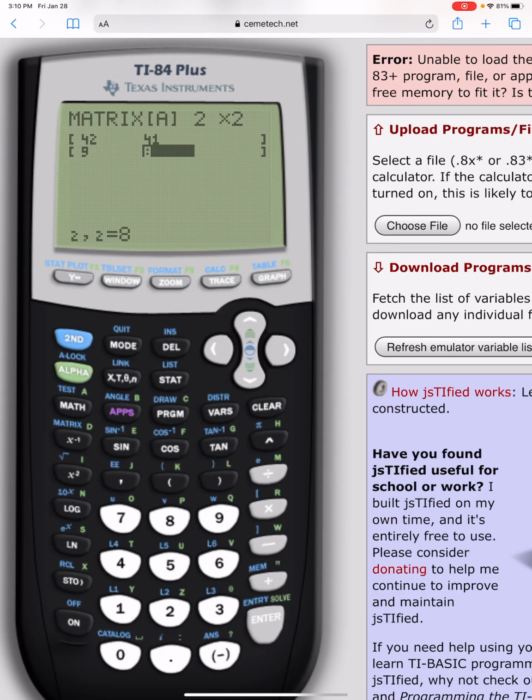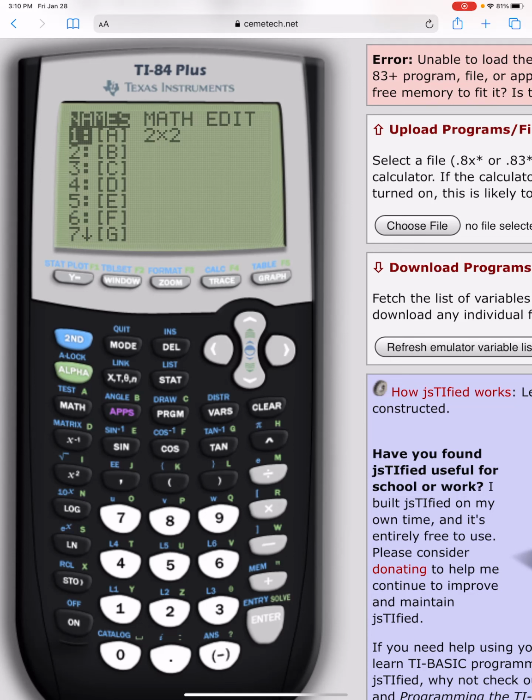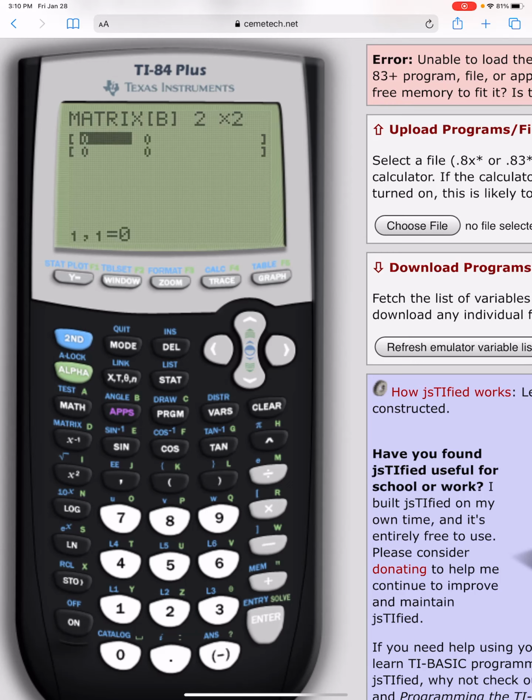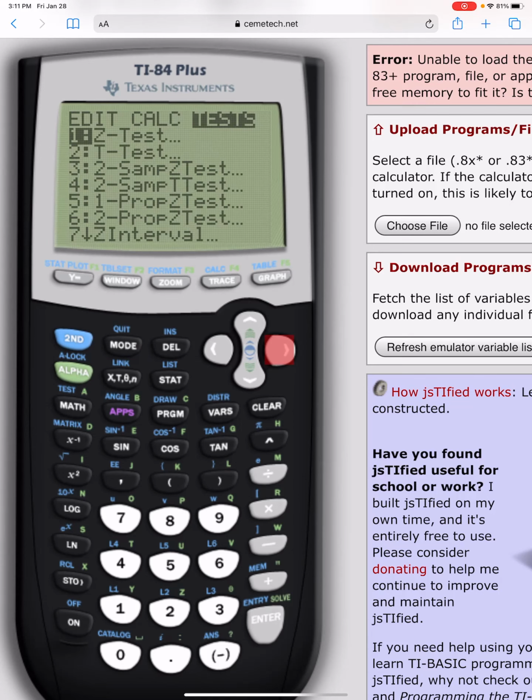Now I'm going to close out of this, go 2nd, quit, and go back into matrix. This time I'm going to edit matrix B and make that a 2 by 2 matrix. This is going to be my expected counts: 42.33, 40.67. Notice I'm not rounding here, I'm just writing the decimal out. 8.67 and 8.33. Now I'll close out of both of those. I've input both my observed and my expected.